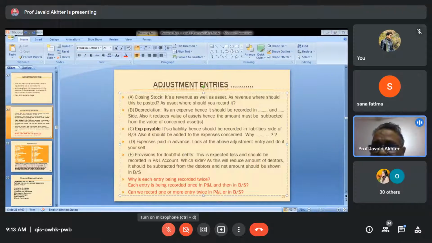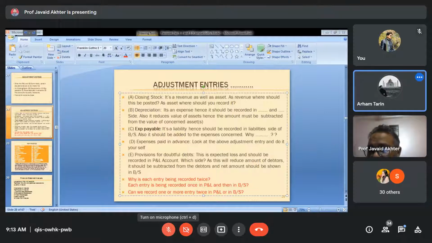The company stayed in the building, and the rent was due. You are liable to pay the rent. You are liable to pay. Agreed. You are liable to pay, which you have recorded as a liability.